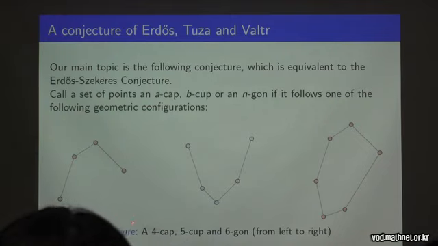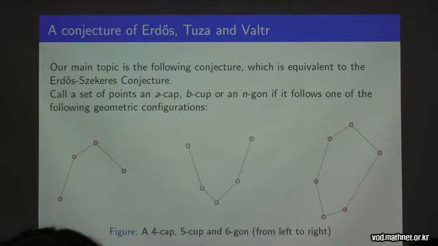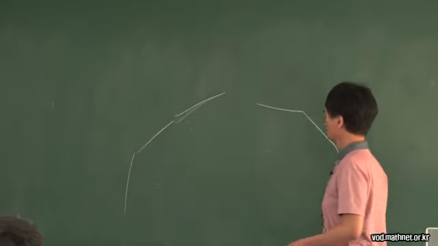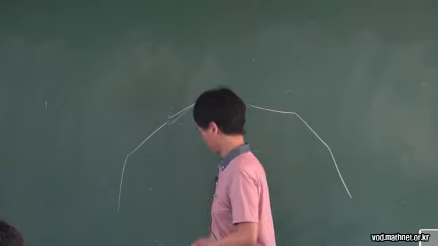I want to introduce what a cap, cup, and gon is. A cap is a set of points in the increasing order of x, so that if we connect two adjacent points in the increasing order of x, you always get decreasing slopes, like this. So, for example, this is a cap 2. Oh, cap, sorry. This confuses a couple of people, so let me mention that.